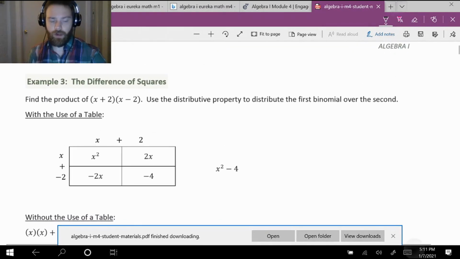So here's our next example. We're talking about the difference of squares. So find the product of x plus 2 in parentheses times x minus 2. Use the distributive property to distribute the first binomial over the second. So this right here is called a binomial. So we talked about that. So it's two terms. The first variable has a power of 1, so does the second variable. So when I multiply these out, x times x gives me x squared.